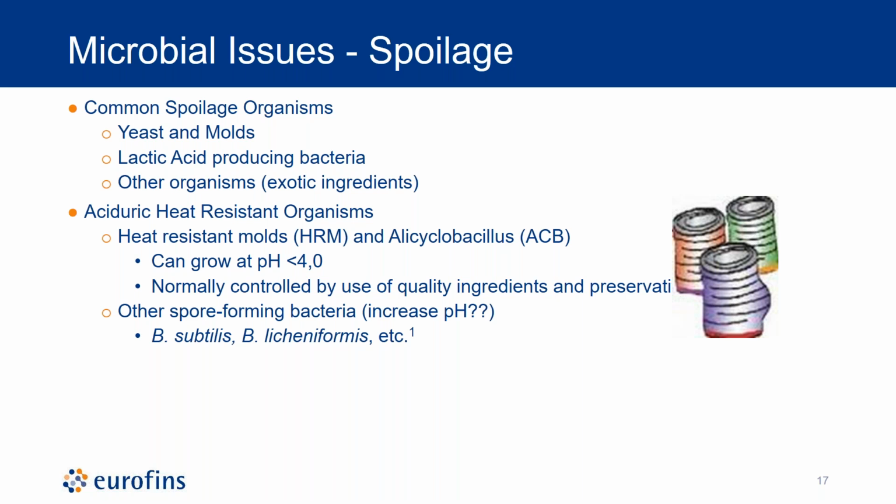And these are of concern because if they grow in the product, they can actually increase the pH. And so if you're increasing the pH above 4.6, all of a sudden you may be opening yourself up to issues with other spore-forming pathogens which can grow in the product.